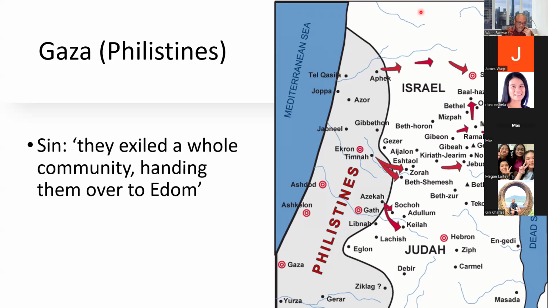The sin of the Philistines: they exiled a whole community, handing them over to Edom. What happened during the exile of the northern kingdom and also later of Judah, so some of this is prophetic, the Philistines took advantage to capture runaways. Israelites who were running away from the Assyrians were captured by the Philistines and sold as slaves to Edom. And Judah people who tried to run away to Egypt, but Philistines stood in the way. They captured them and sold them as slaves.